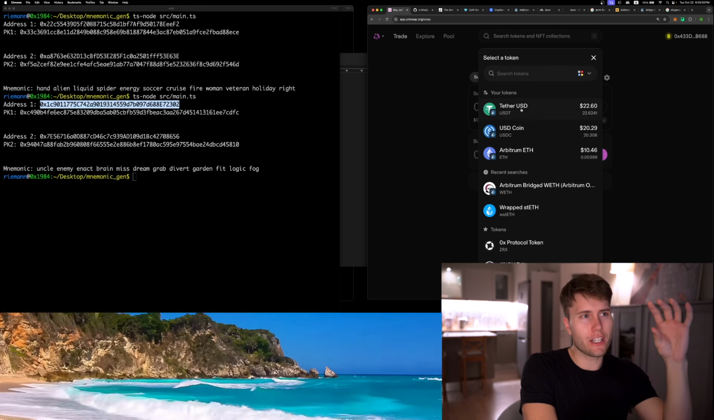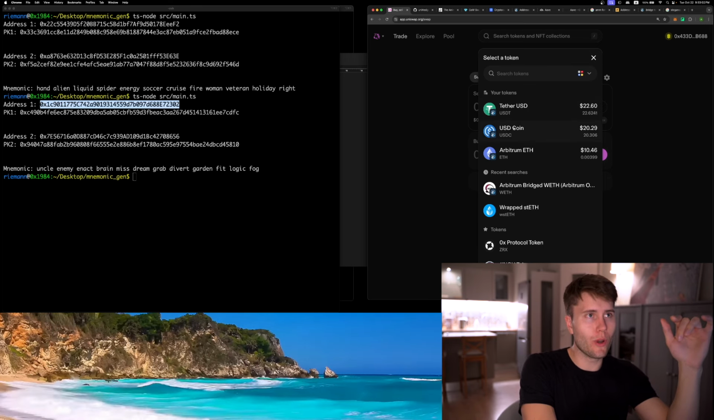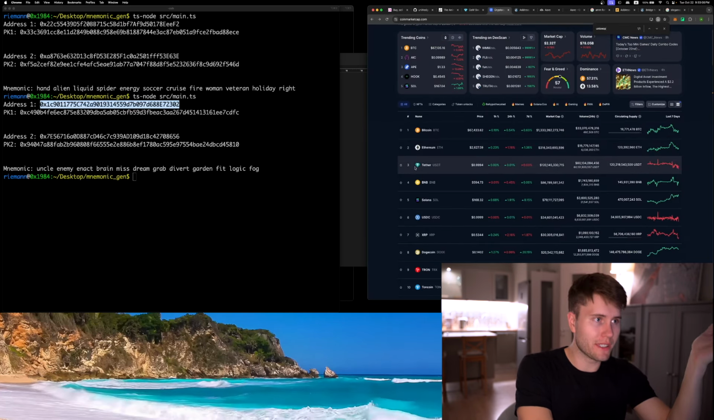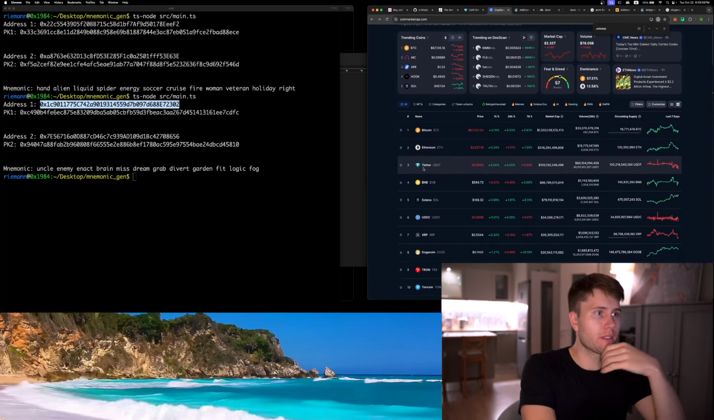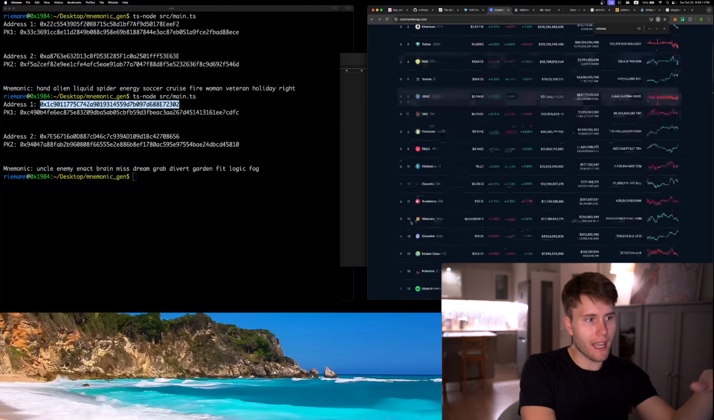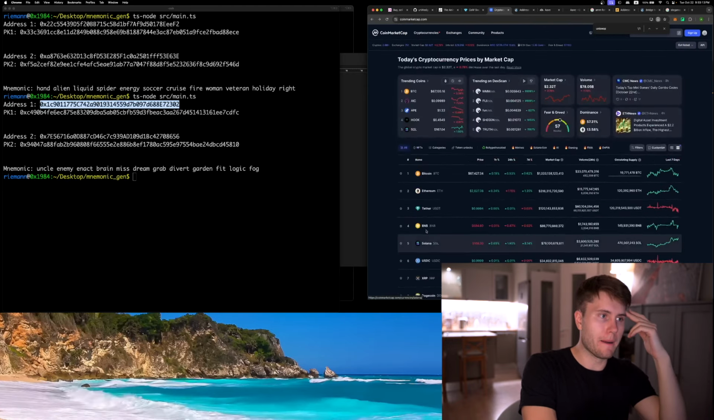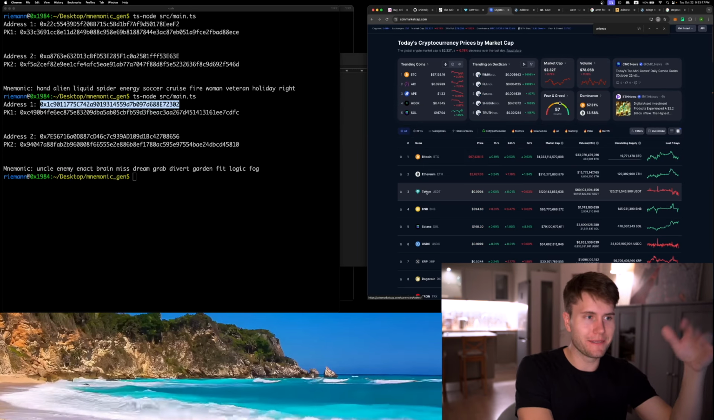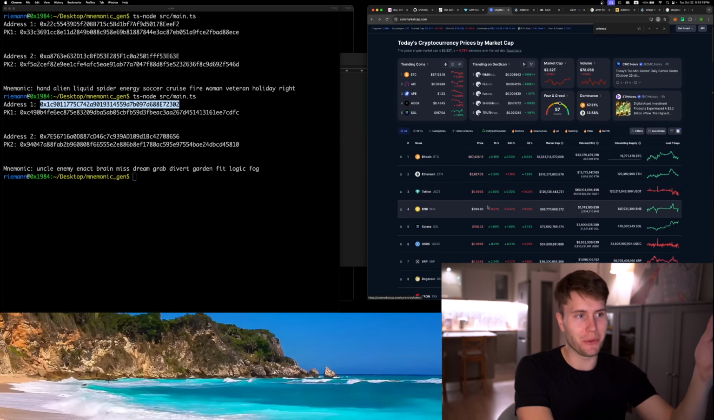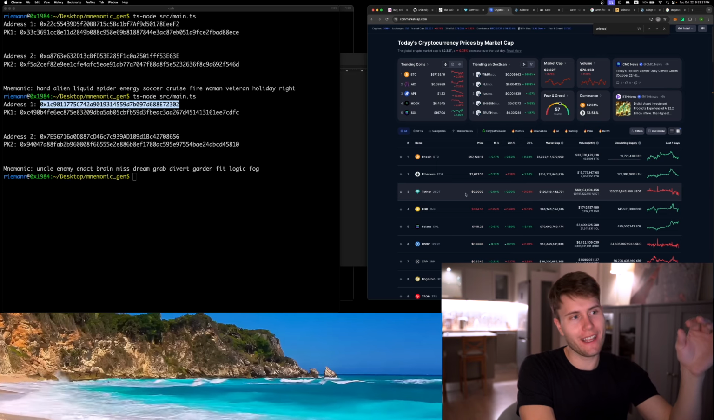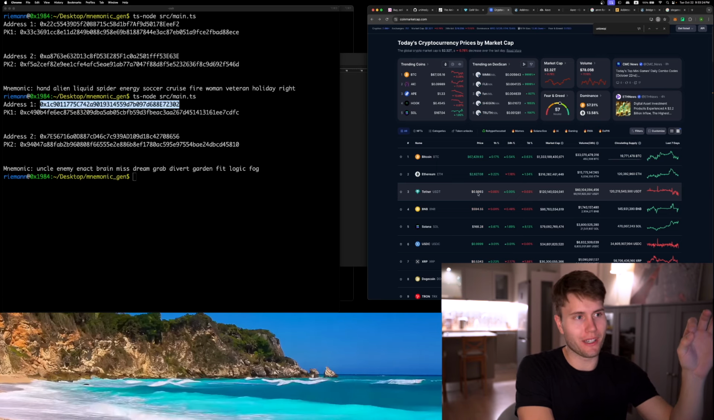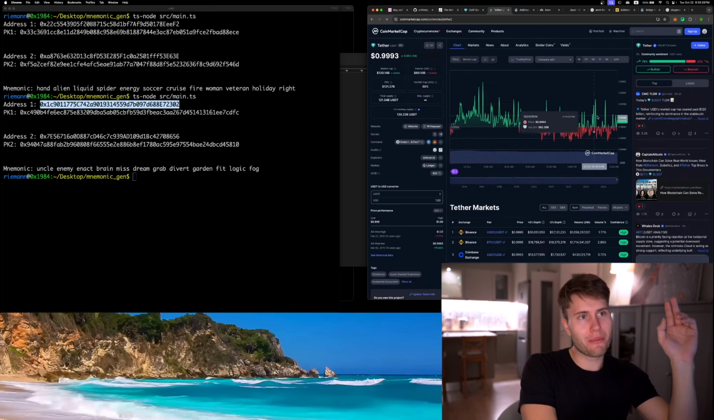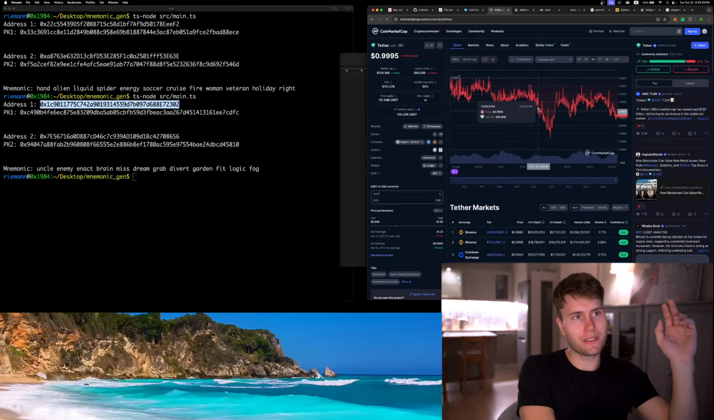All right, so let's exchange Tether to USDC. But before I do that, I'm going to quickly explain what the difference is between Tether and USDC. So Tether and USDC and DAI, another stable coin, these are all stable coins. This means they're theoretically supposed to be pegged to $1. But you can see right here, it's not exactly $1. It's like 0.9993. And you can also see that the price of the stable coin actually fluctuates.